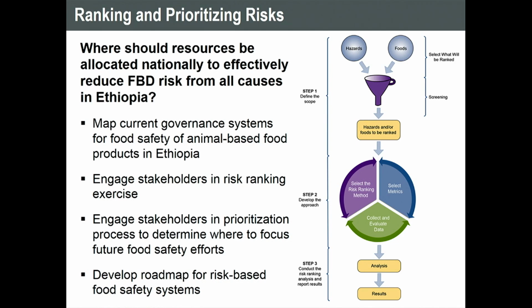Now, when we did this with FAO, we did not have the resources to pilot test it, so that's what we're going to be doing here in this project. And so we'll engage stakeholders in a risk ranking exercise to take them through this, and then after that, we will engage stakeholders in a prioritization process, and the idea is to develop a roadmap for them to go forward after this project is over.